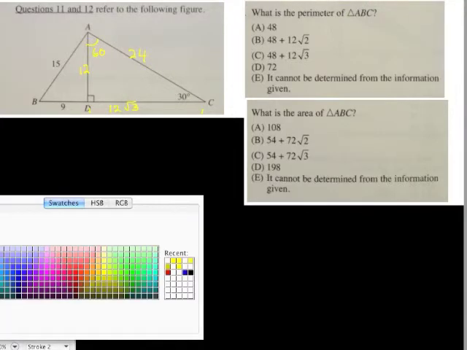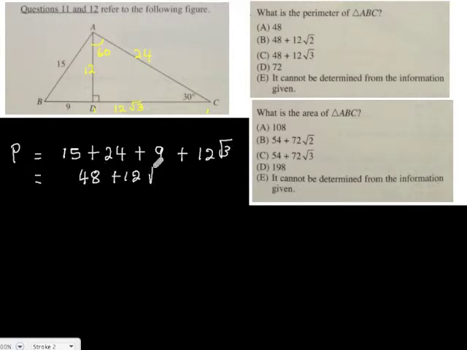The question is, what is the perimeter? We can now add up all the sides and figure out the perimeter. So the perimeter will be 15 plus 24 plus 9 plus 12 root 3, which is 48 plus 12 root 3. And your final answer is C.